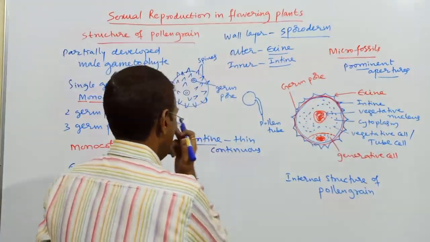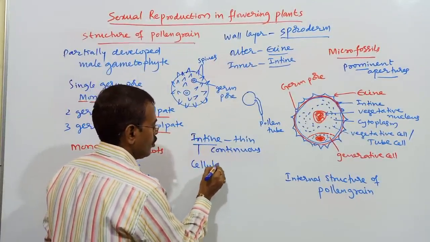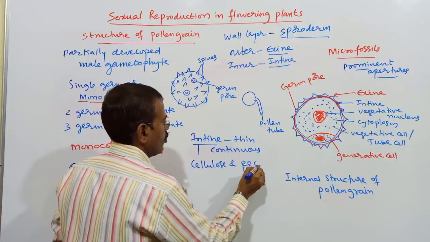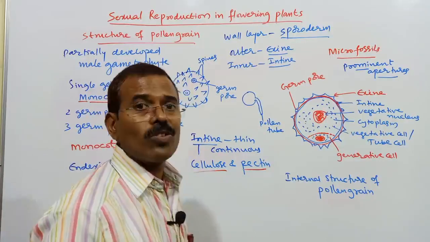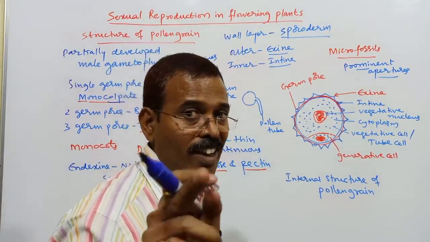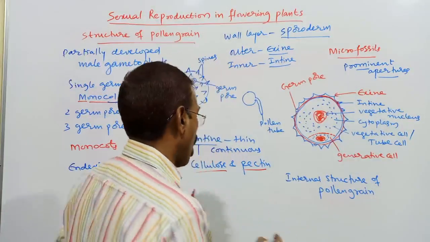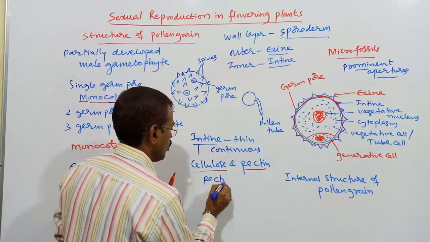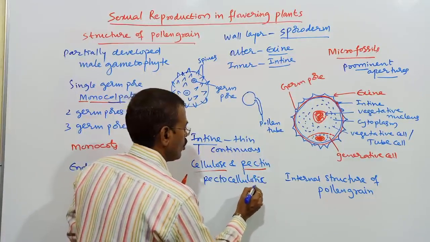Whereas intine is made up of cellulose and pectin. Intine is made up of cellulose and pectin, so what we call the pectocellulosic wall.